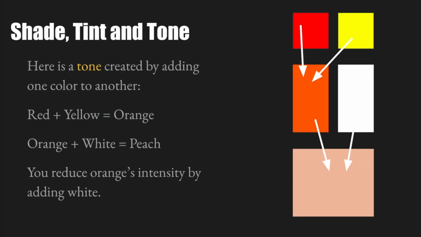So let's look at this again visually. Looking at a tone, we are mixing two colors together. Here we started by mixing red with yellow to get orange. Then we put the orange with the white, which created peach, which then created a tone. Notice the peach is much less intense than the original red and yellow we started with.